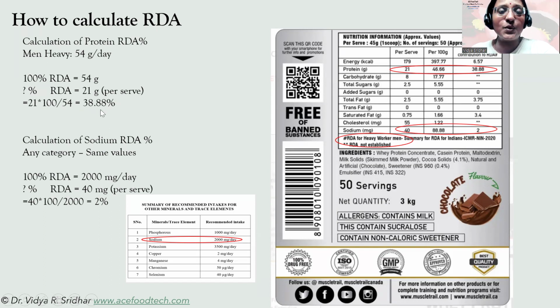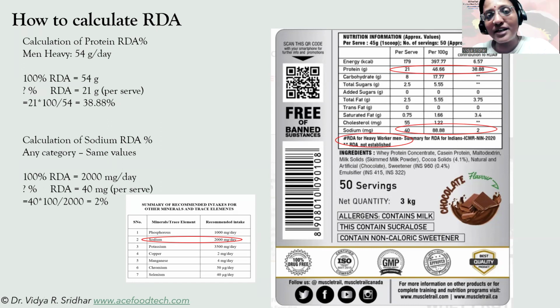In the same way for sodium, as I mentioned, the minerals and trace element intakes are equal for all the target groups, and they're different in the sense that they're given in a different table, which is listed here. So sodium is 2000 milligrams per day. Here in this label, it's 40 milligrams. So you calculate that 100% RDA is 2000, so 40 milligrams is how much? You do a direct quotient again and you get 2% as your RDA, which is listed in the label as well. So this is how you calculate the RDA content.